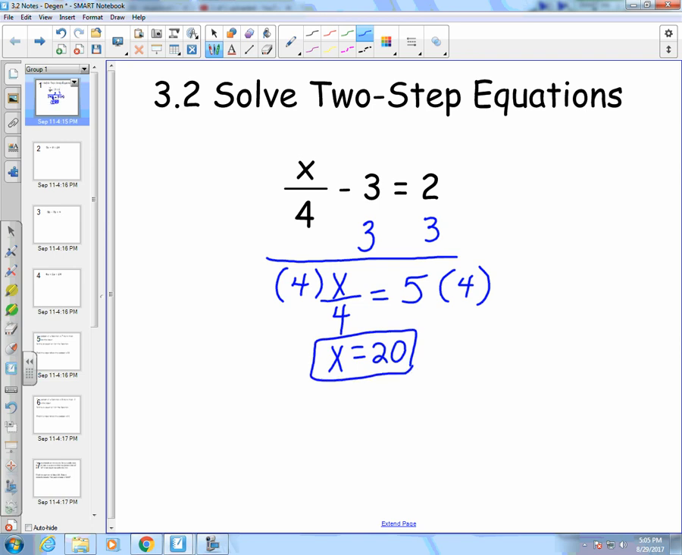As we talked about in section 3.1, you can check to see if your answer actually works. Here you have that 20 divided by 4 is 5. 5 minus 3, does 2 equal 2? Is that your check? Did it work? Do you have a true statement? If it is a true statement, then you know that your answer is correct.